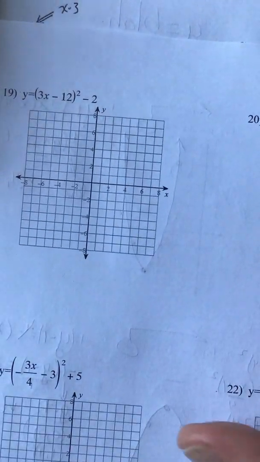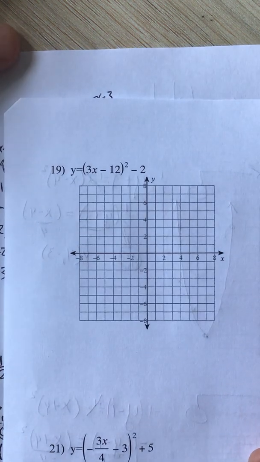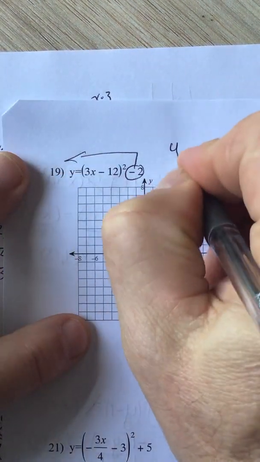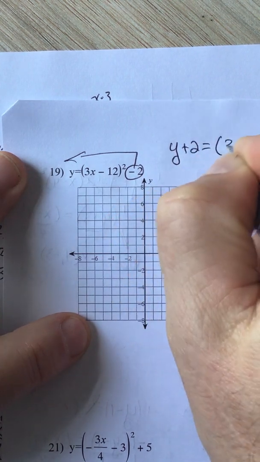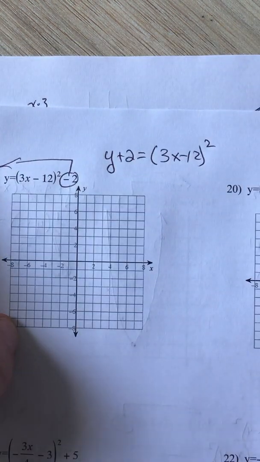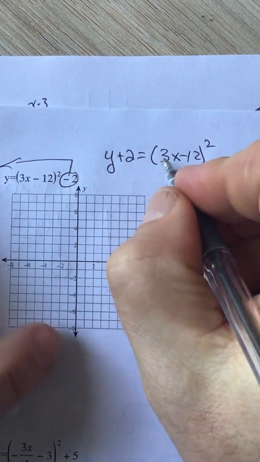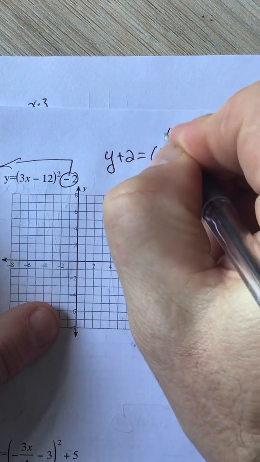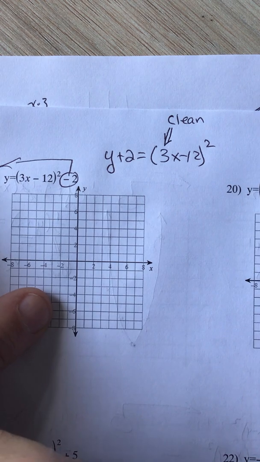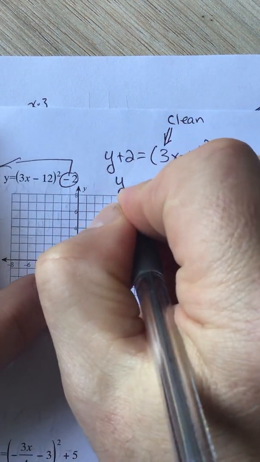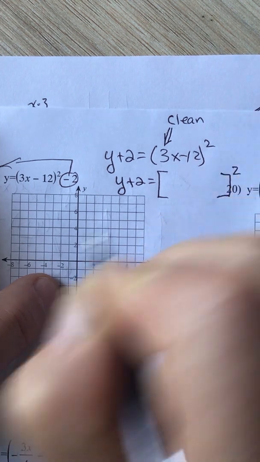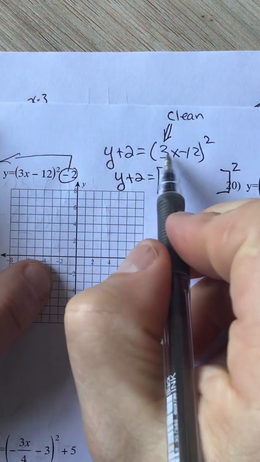Okay, now the last four have x multipliers on them. So let's deal with that. The 2 goes over that way, so we have y plus 2 equals (3x minus 12) all squared. Okay, so now this time the 3 is part of the x, but the x term has to be clean. You can't have any number on the x term, so we're going to have to factor it out of there. So we have y plus 2 equals, now we do still need it all squared. The x still has to capture everything.